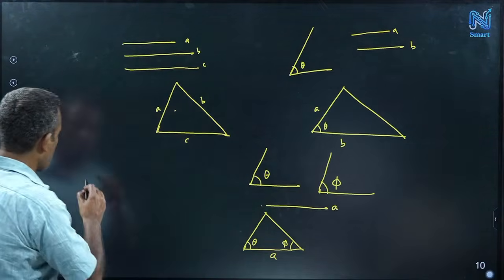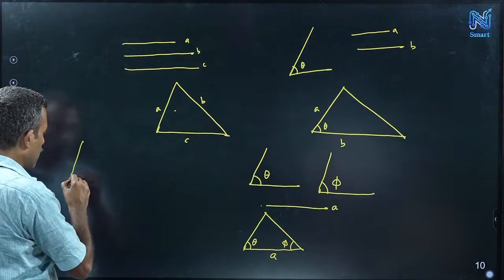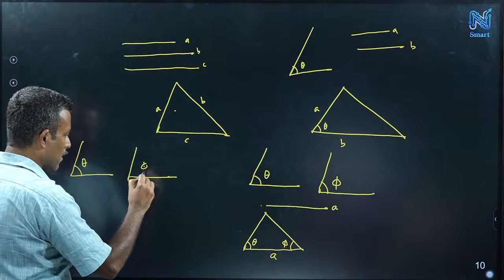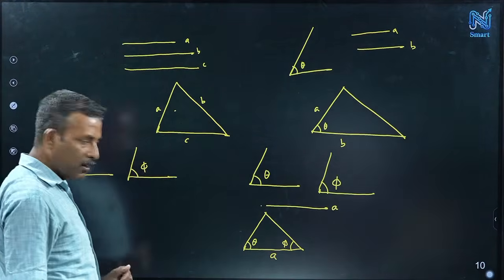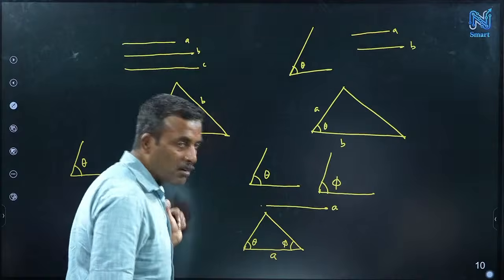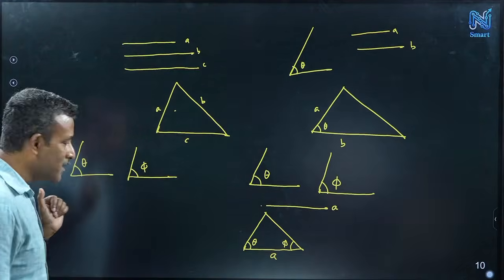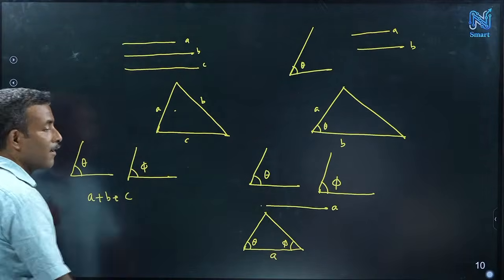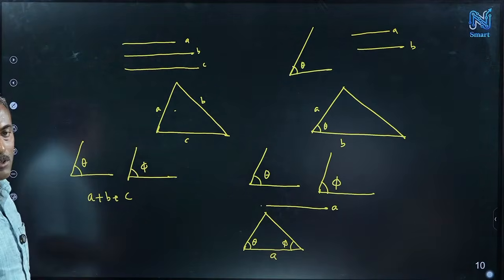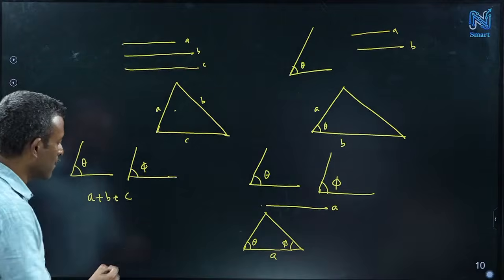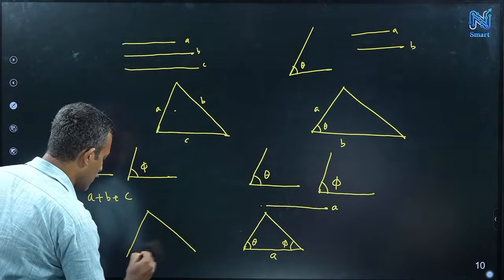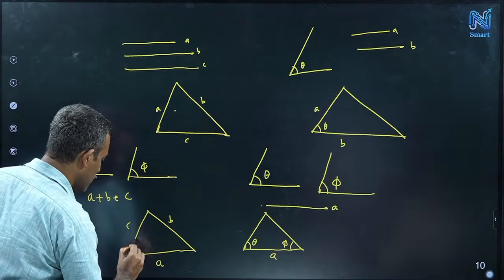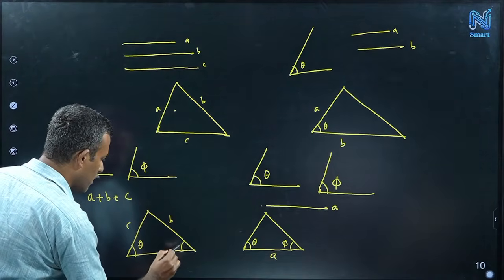Now the question is, we have this angle theta and this angle phi. These two angles are given, but this side is not given. What is given to us? A plus B plus C is given to us, that is, the perimeter is given to us. Then how do you construct this triangle?